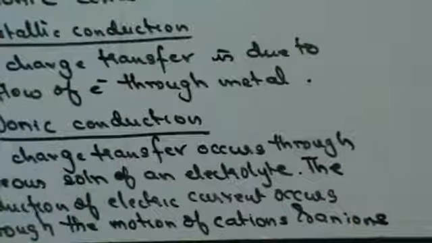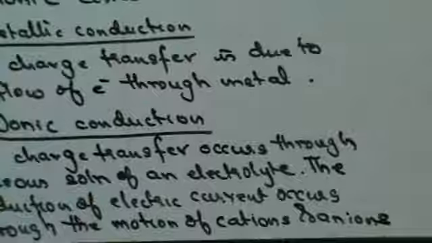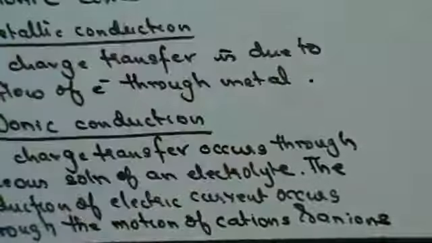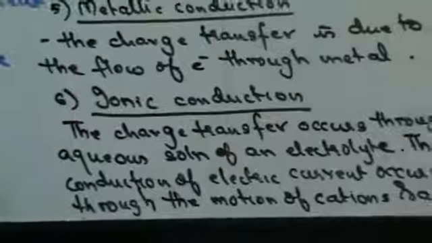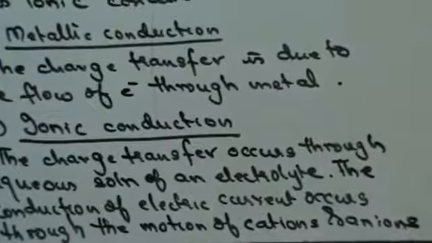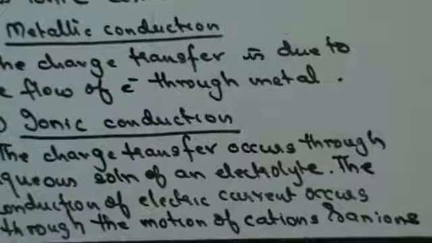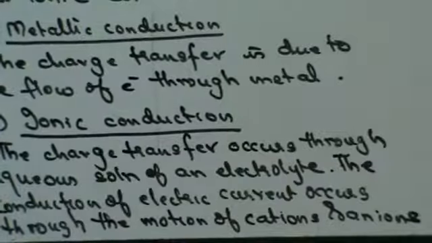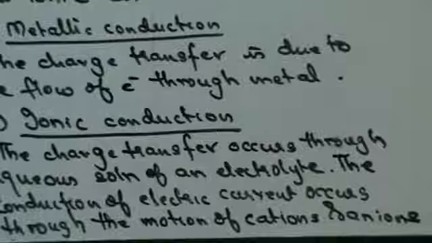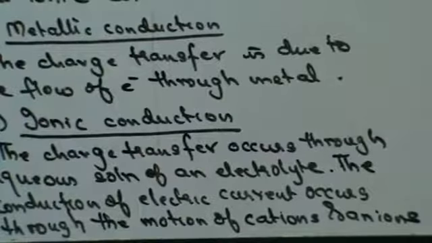That is called ionic conduction. Next, what do I understand by an electrochemical reaction? It is nothing but a redox reaction. I'll explain what a redox reaction is, where reduction and oxidation take place simultaneously. So it is a redox reaction involving transfer of electrons from one species to another species.